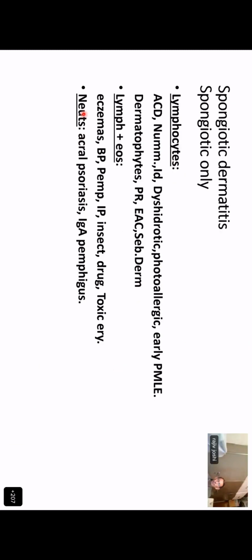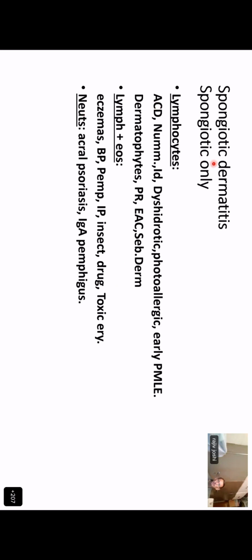Then another condition where you can get spongiosis is eosinophilic spongiosis. That is when you get spongiosis with eosinophils. That you can get in pemphigoid, pemphigus vulgaris, insect bite. So wherever you have diseases with a lot of eosinophils, you can get spongiosis with a lot of eosinophils in the epidermis. The same thing will happen with neutrophils. This typically occurs in pemphigus foliaceus, IgA pemphigus, and in some drug eruptions.